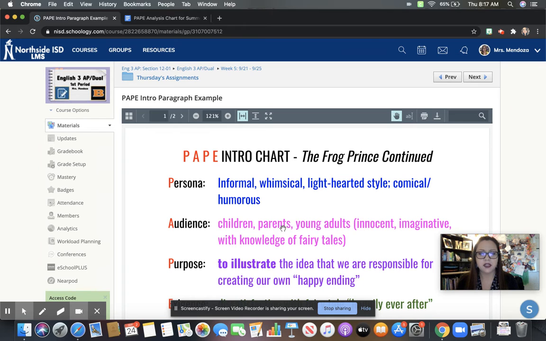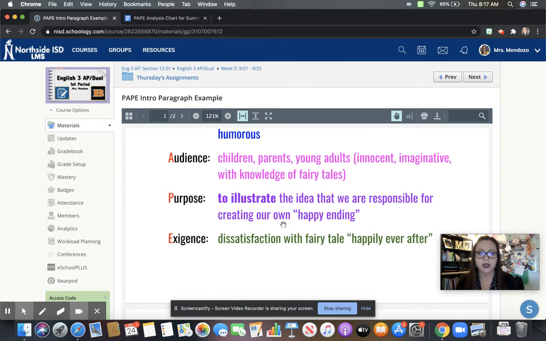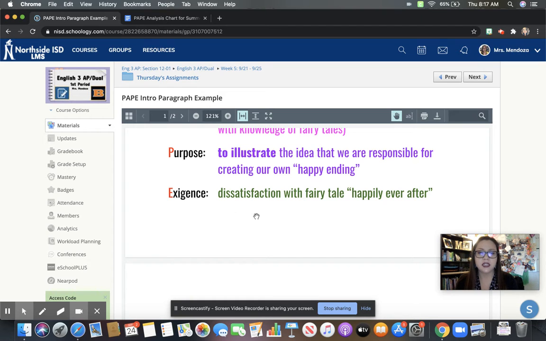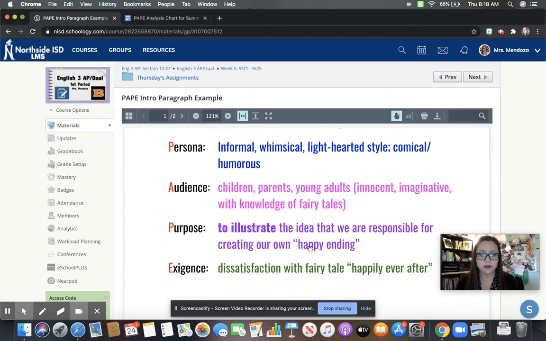So these are some of the things that I would have put for persona, audience, purpose, right, and exigence. So dissatisfaction with the fairy tale happily ever after would be something I looked at. And that could also reinforce persona, right, about that realistic kind of pessimism, if you will, of John Scieszka. So for me, I color-coded these according to what we saw in the chart.